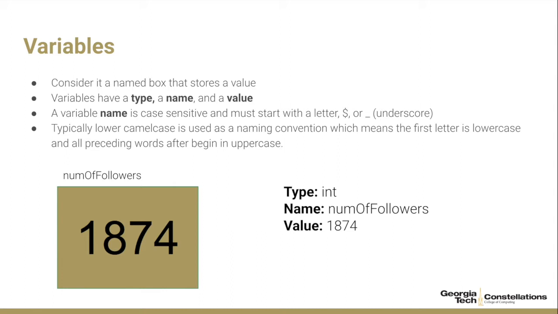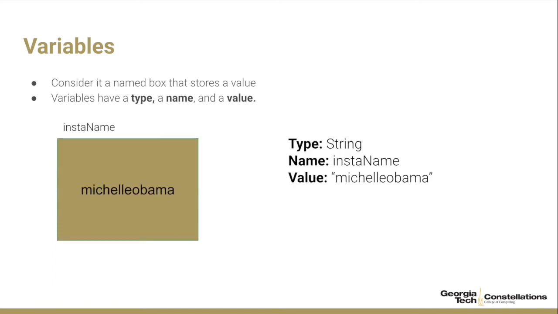So we have an integer type that has been named numOfFollowers, and as you might guess, this variable stores the number of followers a user might have on social media. In the second example, we have a string data type that has been named instaName. This variable stores text, and in this case, the value of an Instagram account, Michelle Obama. So again, the type is string, the name is instaName, and the value is Michelle Obama. And it is a string and not an integer.